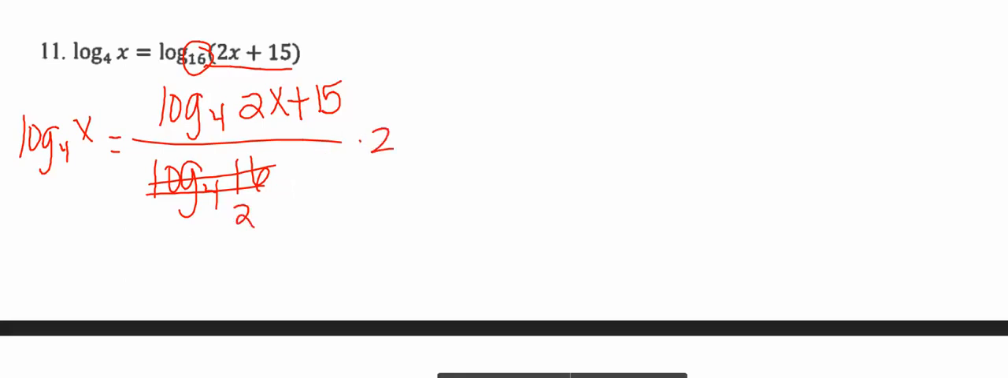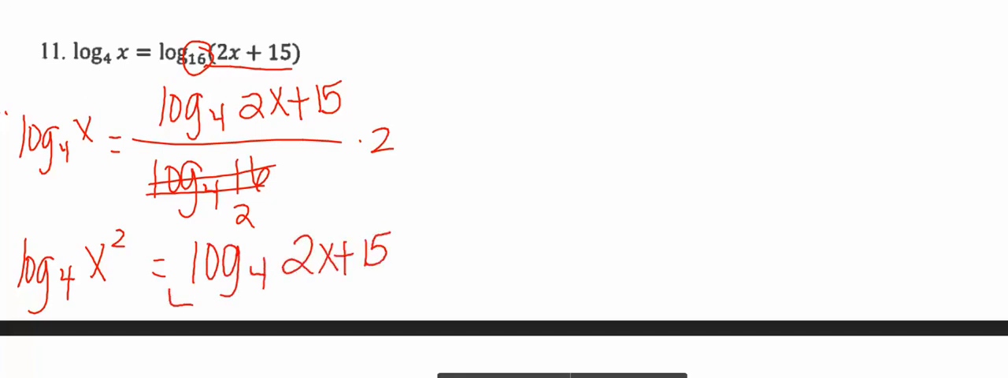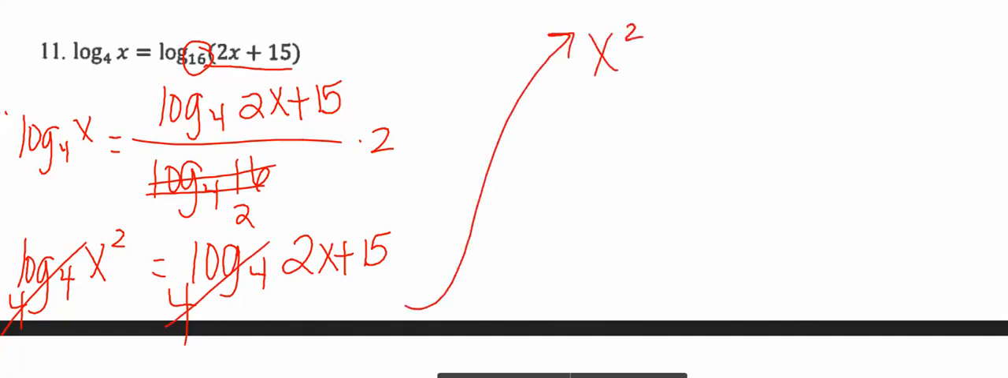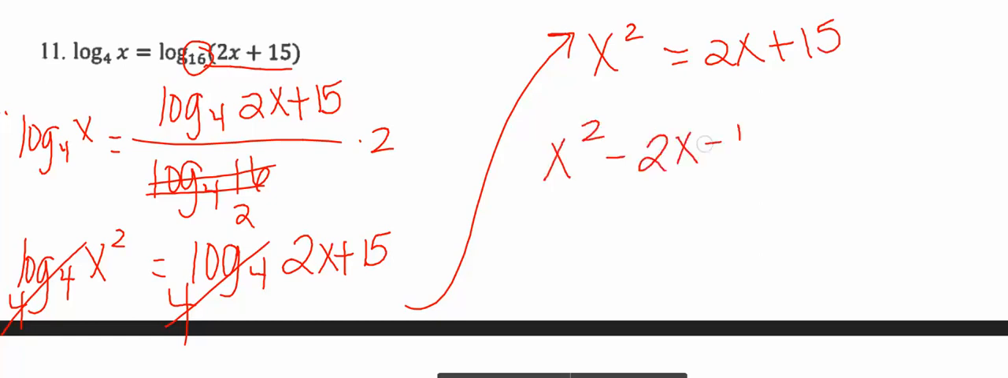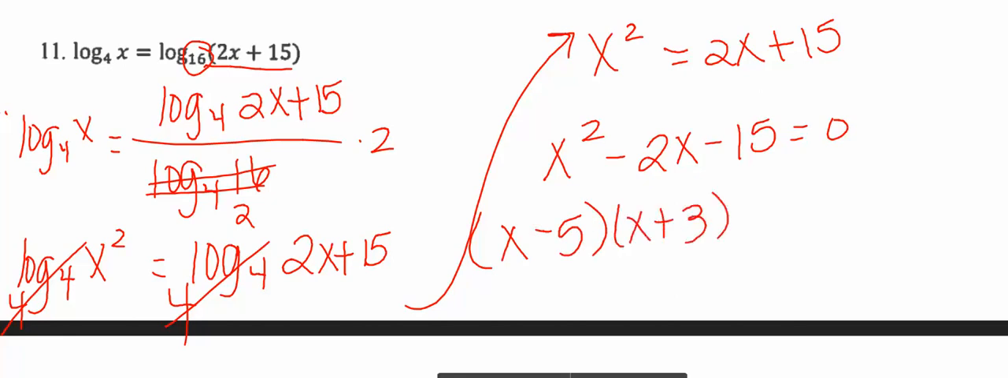So I'm going to multiply both sides by 2. So I have log base 4 of x squared. I'm going to make that coefficient an exponent. Log base 4 of 2x plus 15. Now I'm going to raise both to powers of 4. They're going to cancel out. So I'm left with x squared equals 2x plus 15. So x squared minus 2x minus 15 equals 0. So x minus 5 and x plus 3 equals 0. So x equals 5 and negative 3. And I'm going to go back and plug them in, and make sure they work. X is not allowed to be negative 3, but x can be 5.